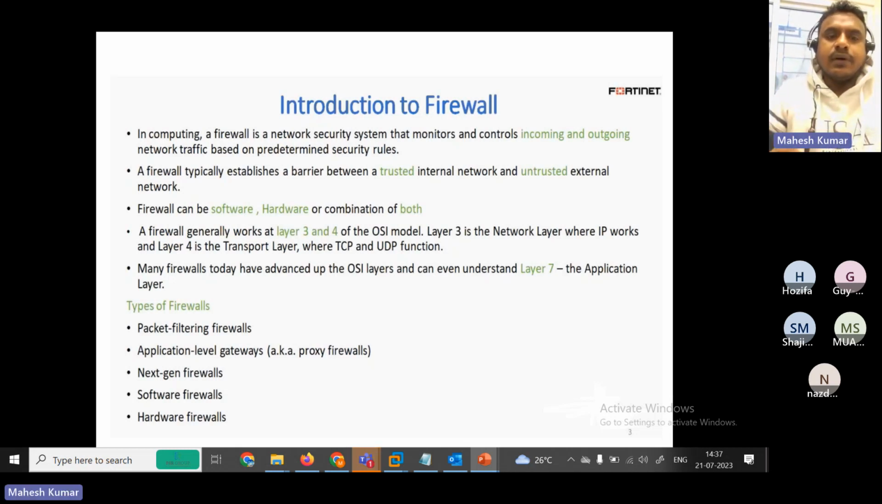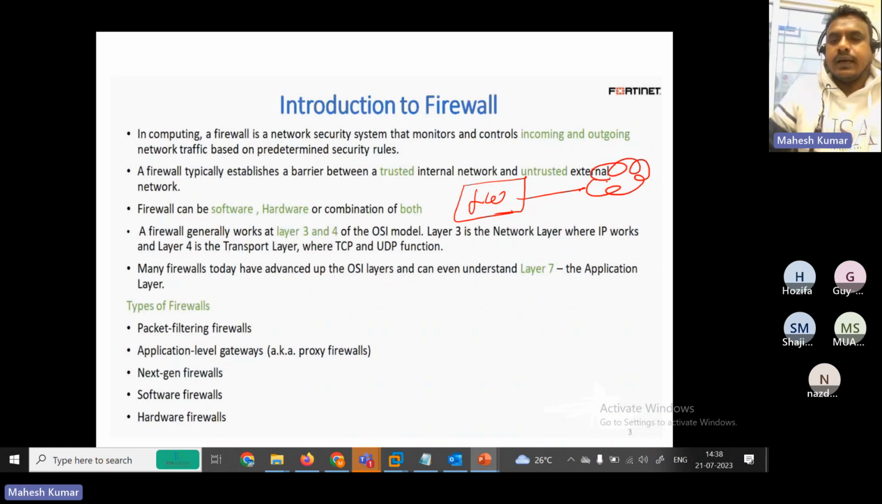Computing firewall. What is the first option? A firewall is a network security system that monitors and controls incoming and outgoing network traffic based on predetermined security rules, right? So what is the meaning of that? Let's suppose we have one firewall connected with the outside internet ISP, with some IP on this interface like 1.1. There is some LAN user we have, and the IP is 192.